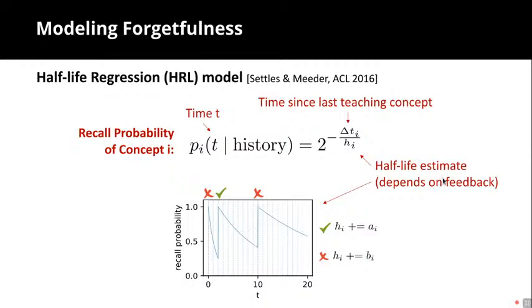The half-life regression model models the forgetting curve with an exponential trend. Suppose this p_i, the small p, represents the learner's recall probability, given the history of words we have already shown to the learner. We can model the probability of recall at a future timestamp by the end of history, t, as an exponential decay curve. This curve gets halved every Δt_i over h_i iterations, where h_i is a hyperparameter we can control.